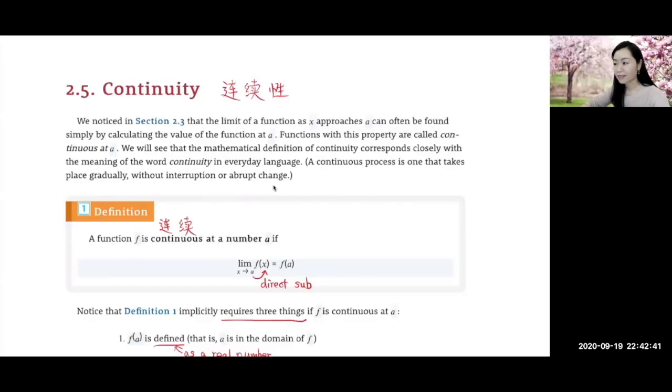Before this lesson, I hope you already printed out the note on Canvas, this 2.5 lesson note, so you can fill this out as you watch this video. Okay.